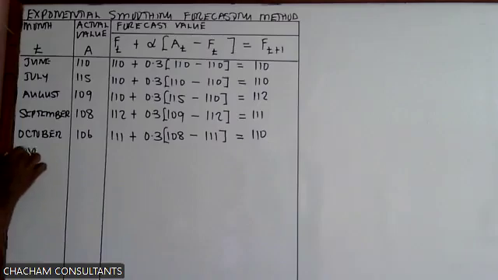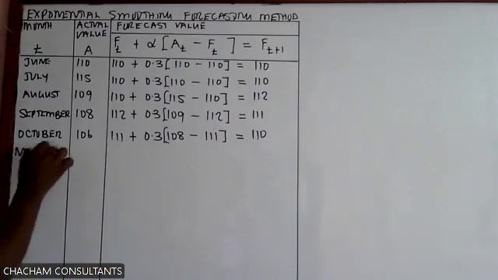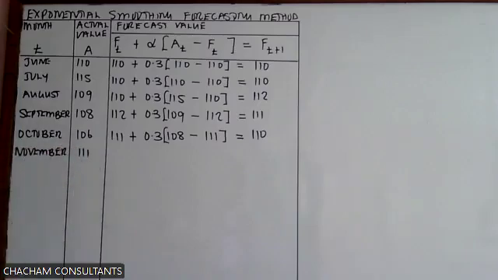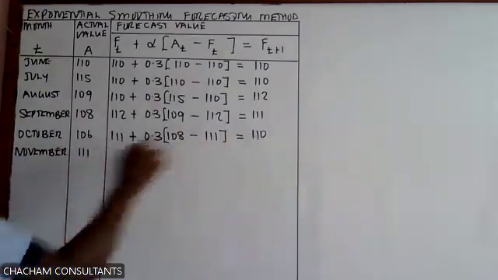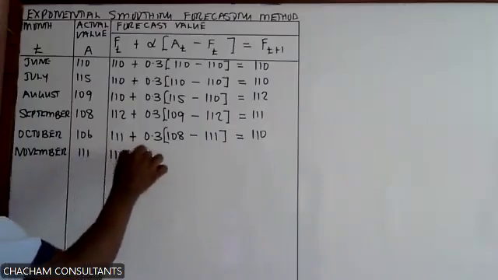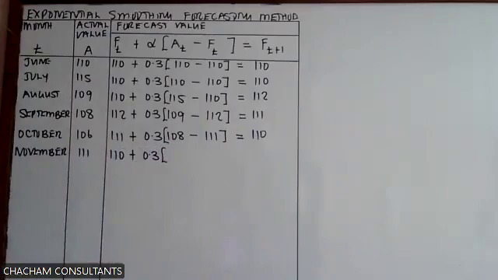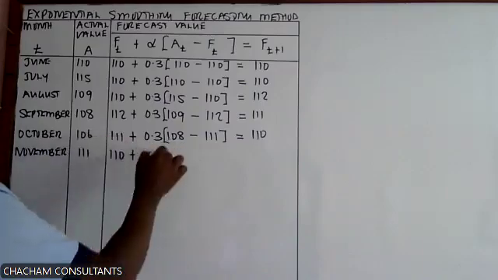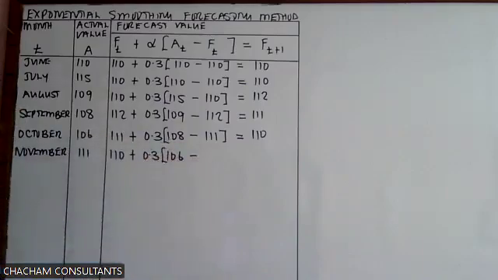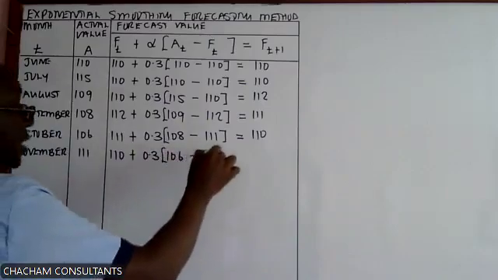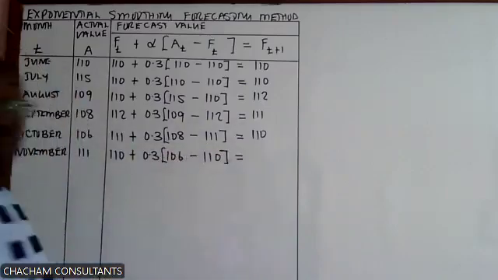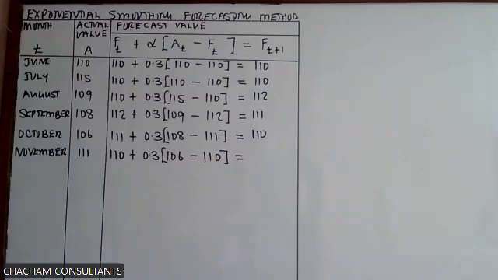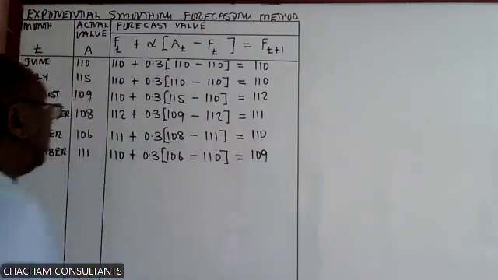Then when I go to November, the actual is 111. So the previous forecast is 110, and then I have the previous actual 106 minus the previous forecast 110. That becomes 109.